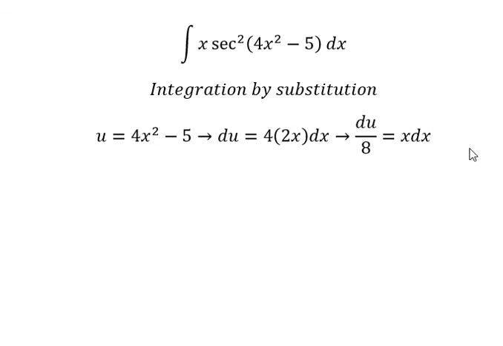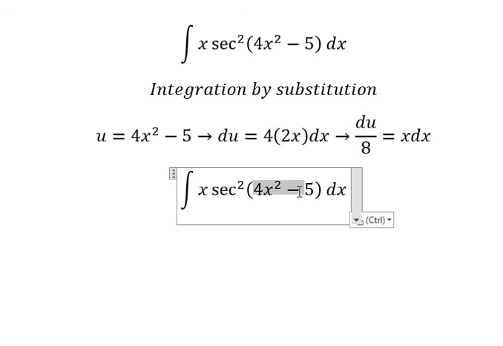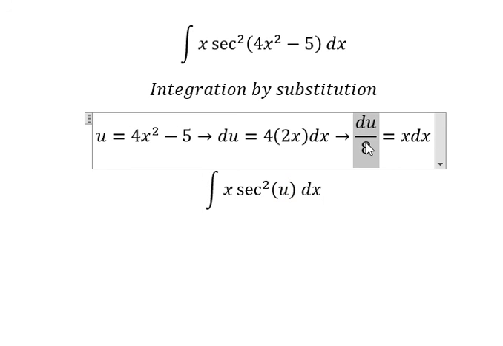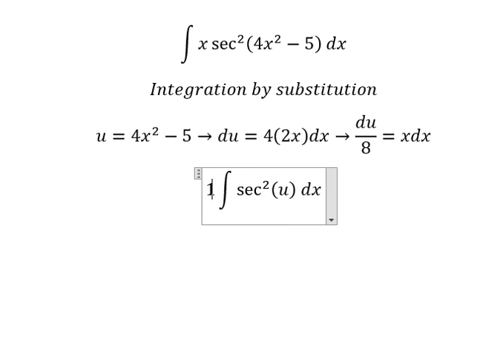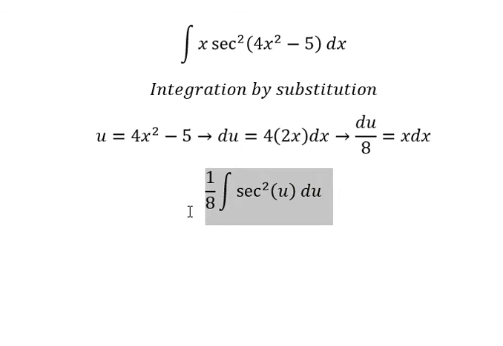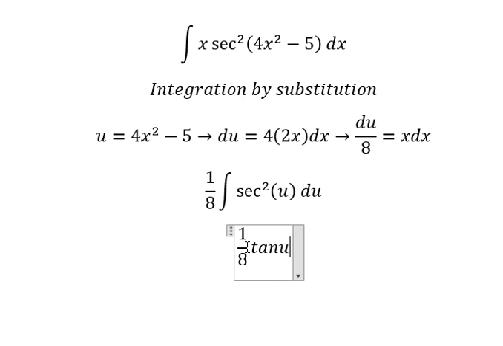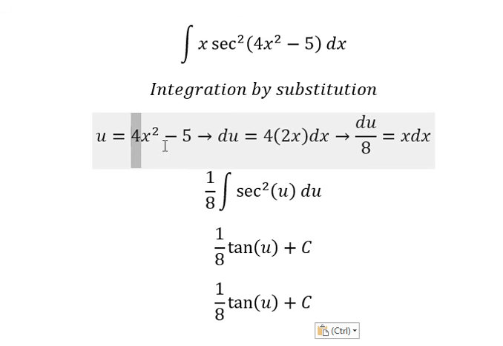So this one is about u, and the x dx is this one. So the integration of this one is tan u, and I will put plus c, where u is this one.